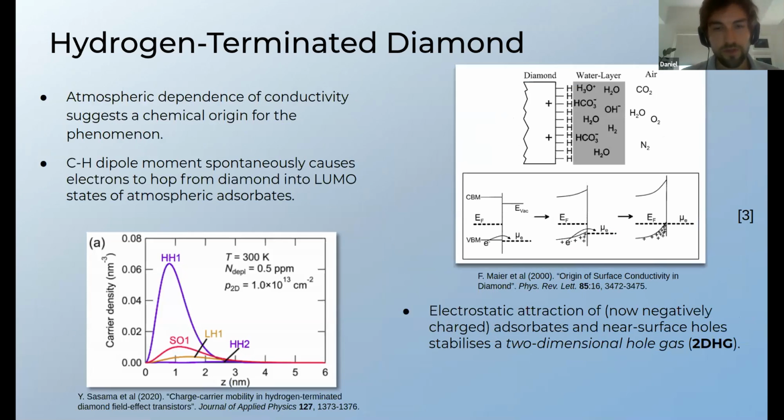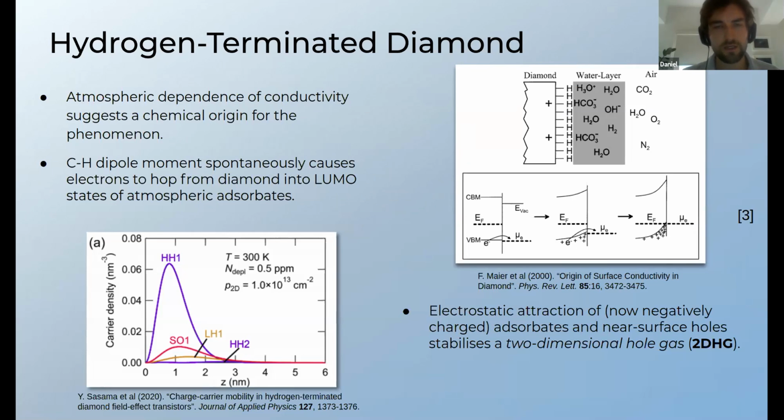Further observations throughout the years showed that, for instance, if you hydrogenate a diamond in a plasma and immediately transfer to ultra-high vacuum, it no longer conducts, and it will only conduct when you expose it to air. And so that really suggested a chemical origin for the phenomenon. And it was not until the year 2000, actually, that the accepted explanation for what was going on here was put forward, which is that the dipole moment of the CH bonds at the diamond surface causes spontaneous hopping of electrons from the diamond into the lowest unoccupied molecular orbitals of atmospheric adsorbent molecules.